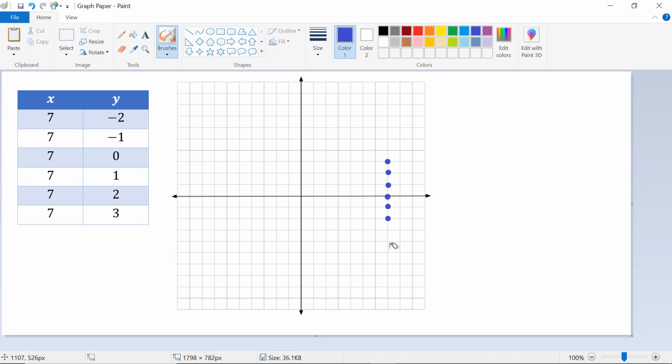Now I didn't exactly have my points in the perfect spot. They might be a little bit over to the left or to the right. But what we're getting is a vertical line where all of the points on this line have x value of 7.